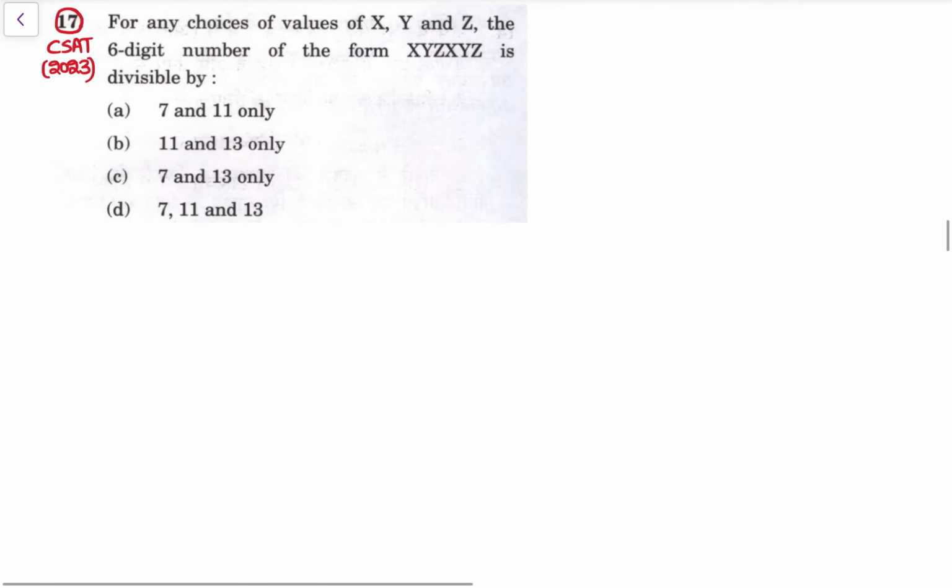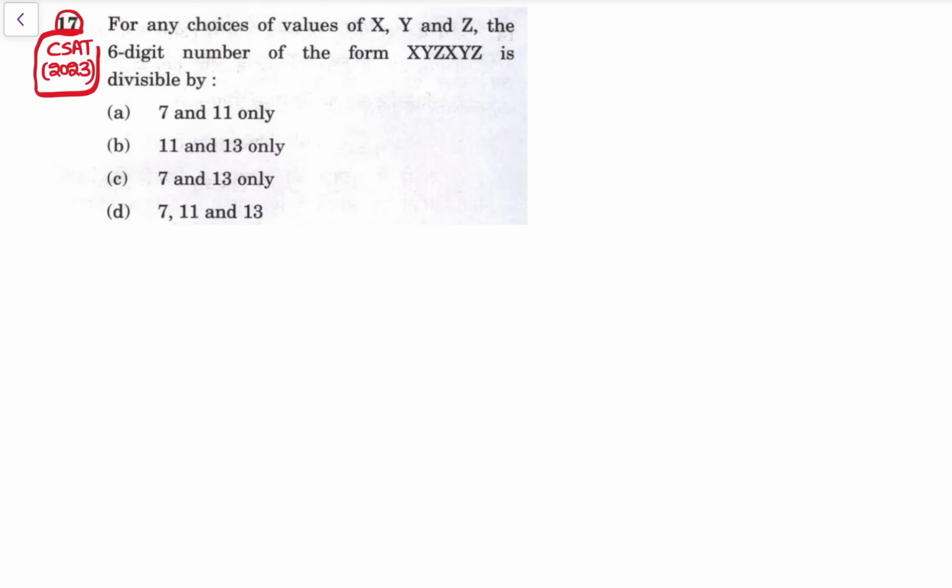See, this is a question asked in CSAT paper 2023. For this we need to know an important concept; the question is the concept. See, for any choices of values x, y and z, the 6-digit number xyzxyz is divisible by, see, any number of the form say abcabc, or say 123123, this number is divisible by 7, 11, 13.